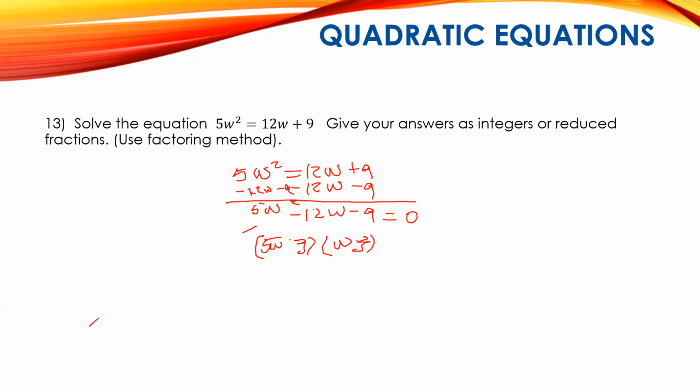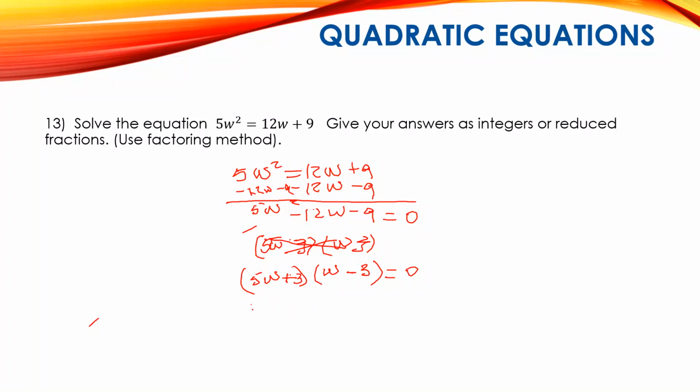Okay. Let them discuss that one. I have 5w and w, and we have 3 times 3. And 3 times 5 is 15. And 15 minus 3 will be 12. That means it will be negative 3 and positive 3. And the solution will be equals 0.